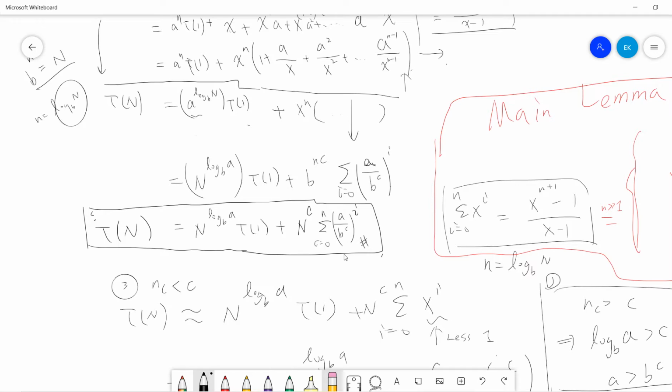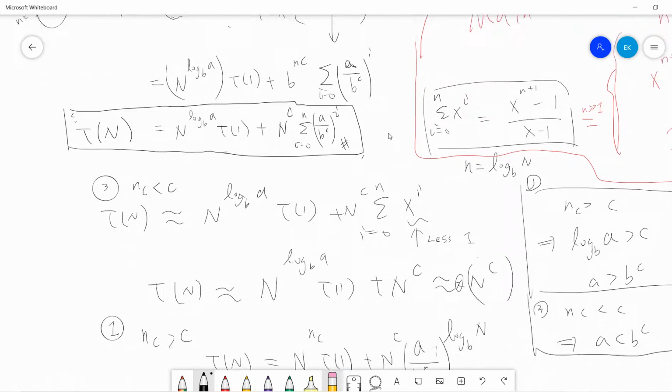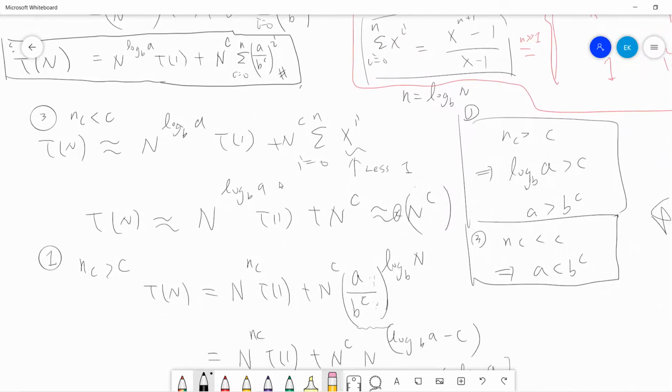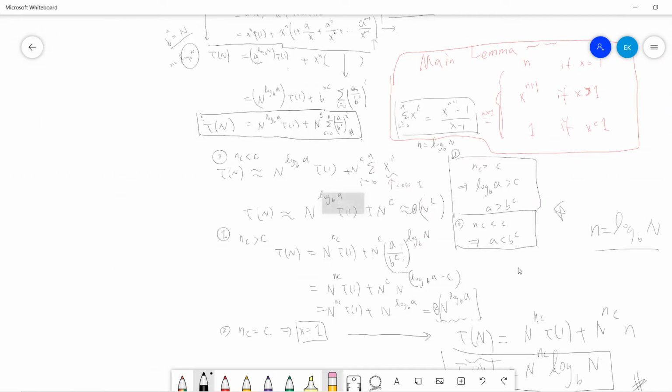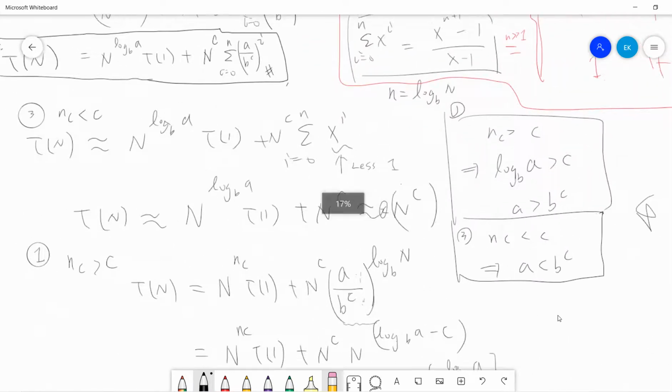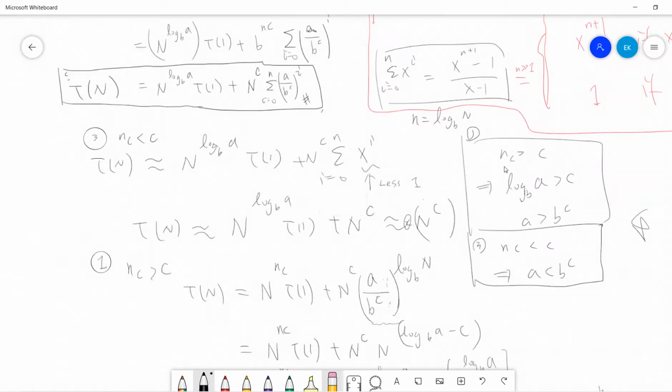Okay, so now we can use our junior high school results. Let's see the first case. So the first case is that N to the c is greater than N to the c, so that means log base b of a is greater than c. So a is greater than b to the c. I think everybody agrees with that, right? So a is greater than b to the c means that this guy is larger than 1.